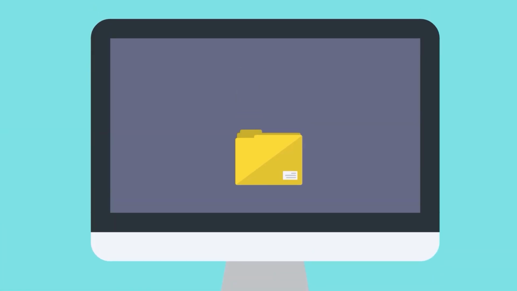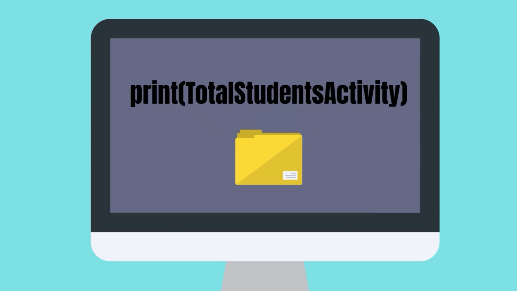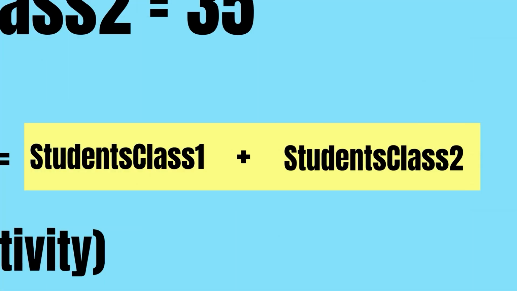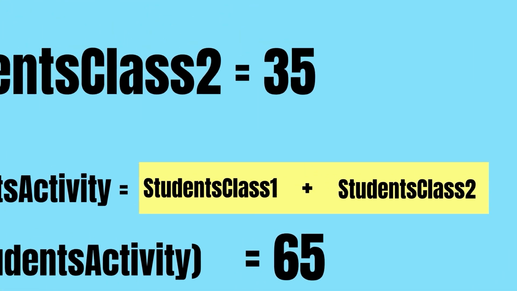To unveil the grand total so that we can actually see it on our screens, we unleash the print(total_students_activity) spell. The moment we run the code, the computer whips out its wizardry, combining the two initial variables and revealing the magic number 65 right on the screen.